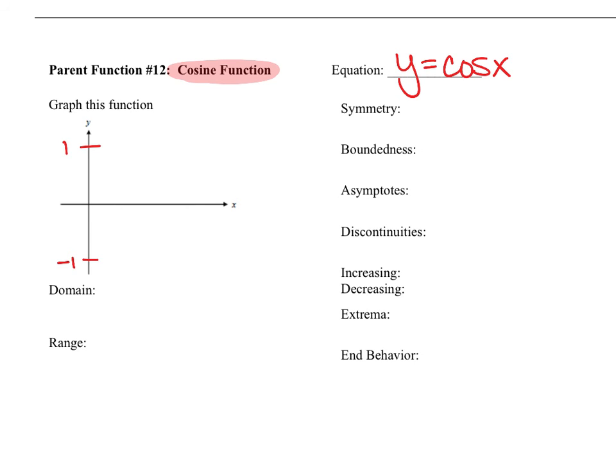But this time it doesn't start at the origin. It actually starts up at my value of 1, hits the origin, goes to -1, goes back through the origin, and up to my value of 1 again. So it is kind of like just a shifted version of that sine function. It's just horizontally shifted. Still going up and down across the entire thing. It has a domain of -infinity to infinity, a range still of -1 to 1.